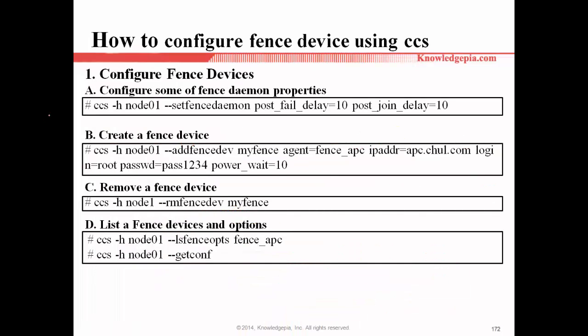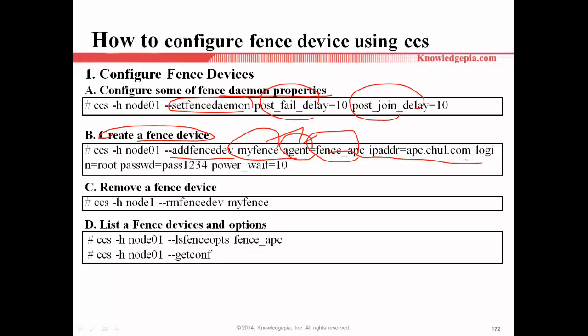How to configure a fence device using CCS. About this one, I already explained in chapter 6. For example, first the fence daemon property like this. Using this option, we set the fence daemon force fail delay and join delay. Create the fence device. In this case, we can create it with add fence device. This is the name of the fence device. After that, this device needs an agent, like fence_apc. This agent has required options, like IP address, username, and password.